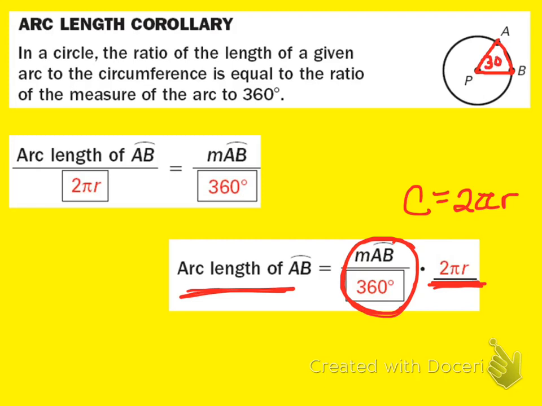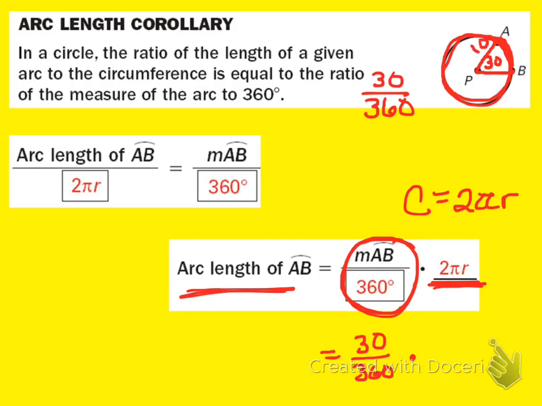Well, that 30 degrees is a portion of the entire degree measure of the circle. That 30 degrees is a fraction of the whole 360 degrees. This 30 over 360 tells me what fraction this arc is of the whole circumference. So to find the arc length here, we would take 30 over 360 times the circumference. Well, to find the circumference, we need a radius. Let's say the radius is 10. So I would have over here 2 times pi times 10.